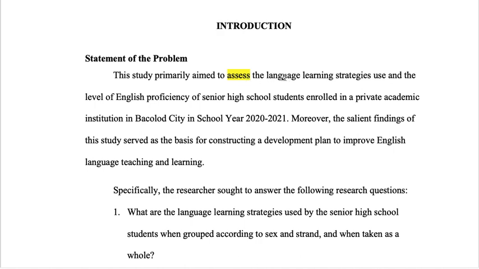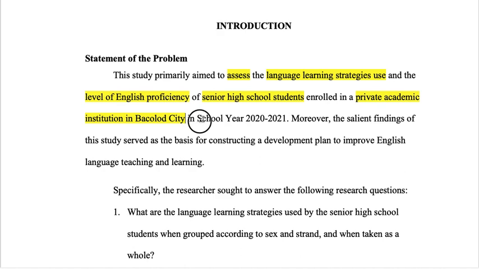Now, let us know the research variables used in this study. So, under the statement of the problem, you are to mention the research variables. Number one, we have the language learning strategies used, and the other one is the level of English proficiency. So, class, it is mentioned in the statement of the problem. Now, who are our respondents? The senior high school students. Where? Enrolled in a private academic institution in Bacolod City.